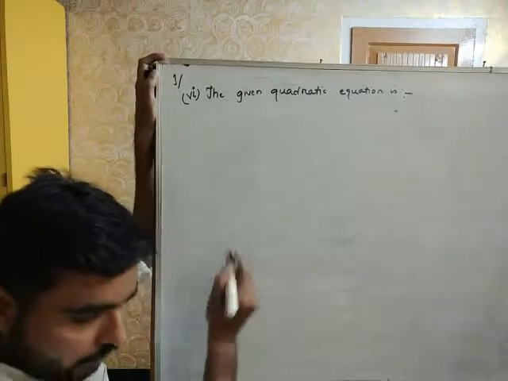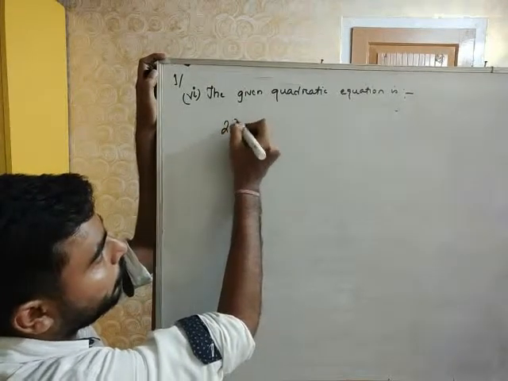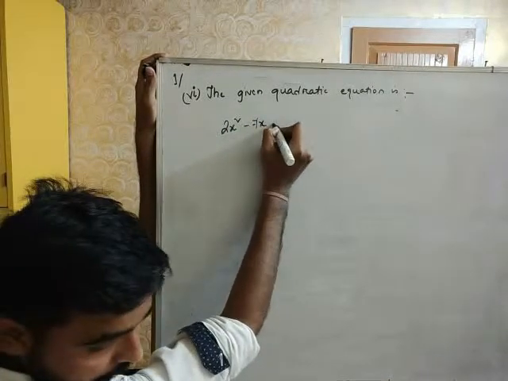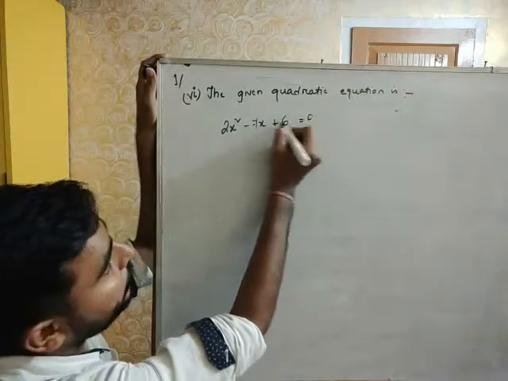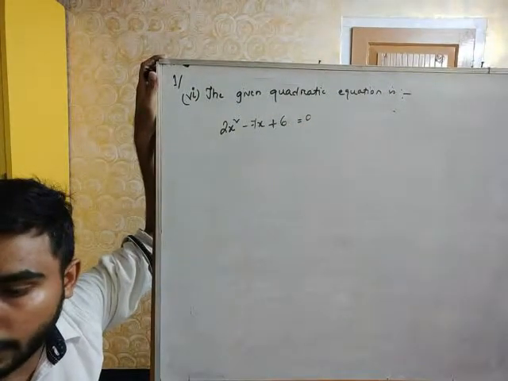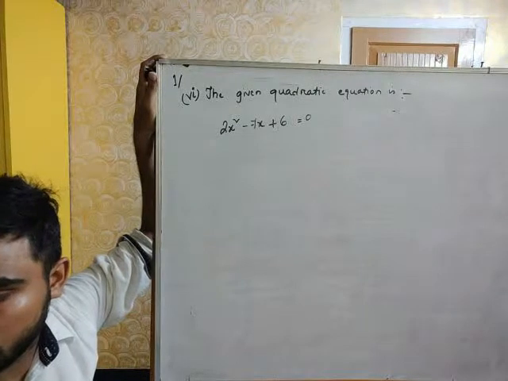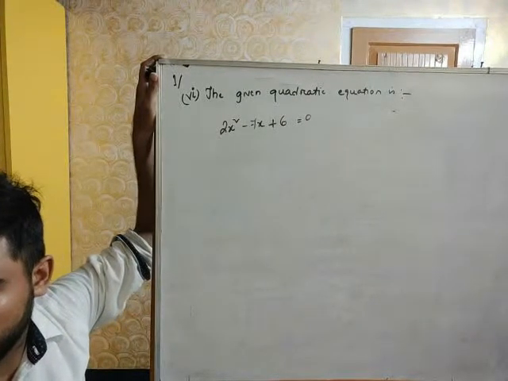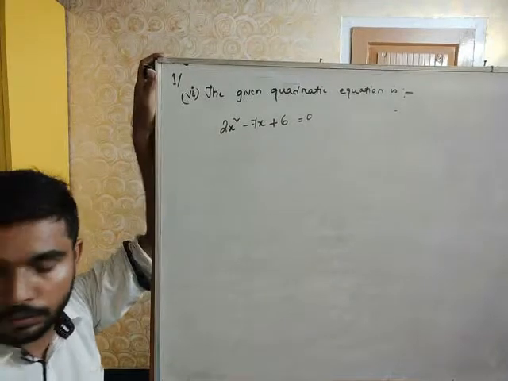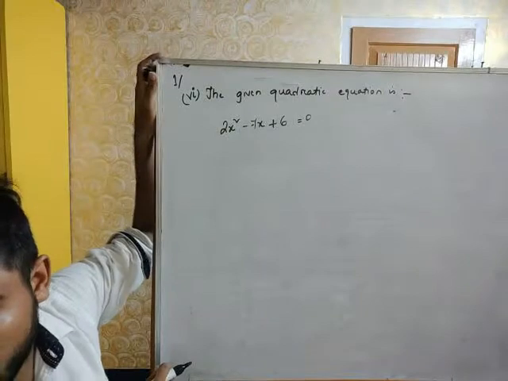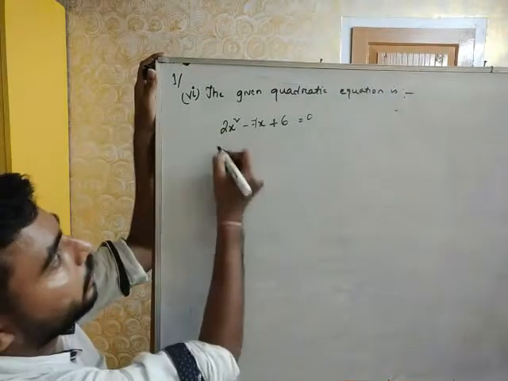Let's see number 6 then. 2x square minus 7x plus 6 is equal to 0. In the book, "is equal to 0" is not printed. Write is equal to 0, because it is a quadratic equation. There is a printing mistake.